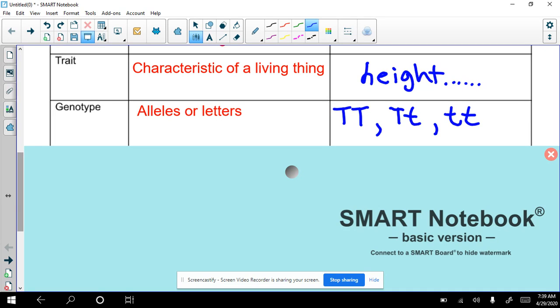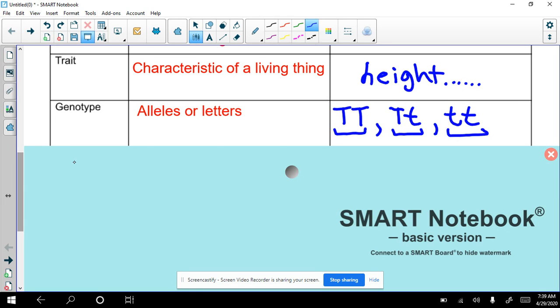The rule is the capital letters always go first, lowercase letters always go second. And remember, they always have to come in pairs because you got one from your mom and one from your dad. Now, which combination you get is going to determine which trait you have. So, which height you have. Are you tall or are you short?